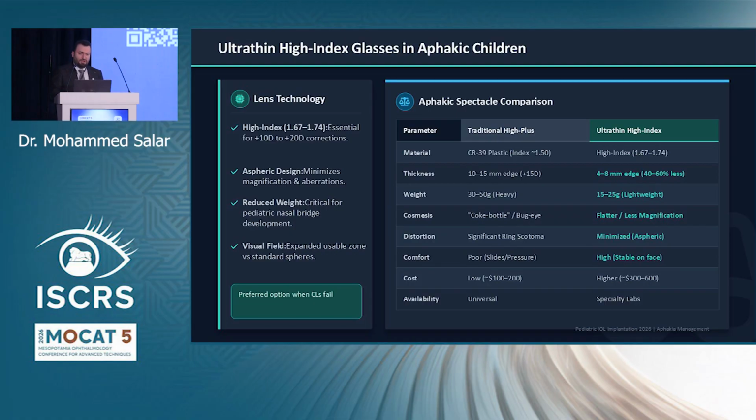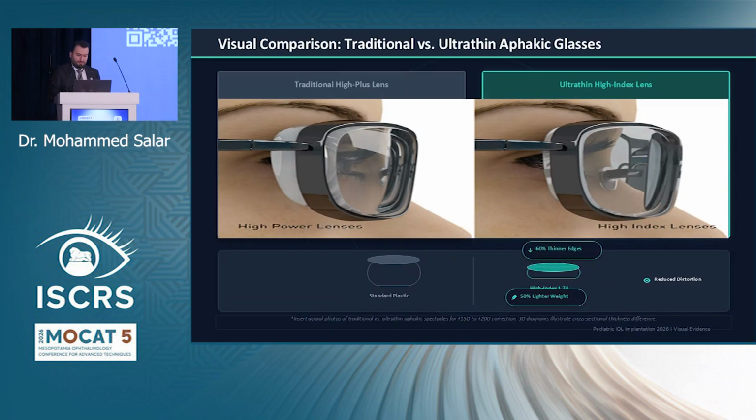Regarding the aphakic patient, we have a new technology called ultra-thin high-index glasses for aphakic children. This ultra-thin lens is half the thickness, maybe a 60% reduction in the thickness of the glasses. Also, half the weight, flatter, with less magnification and less distortion. It is not like the old thick glasses that were called bottle-bottom glasses; it is very thin, minimizes distortion, and gives high comfort. This is the comparison: you see the traditional high plus lenses and the ultra-thin high-index lenses. 60% decrease in edge thickness and 50% in weight.